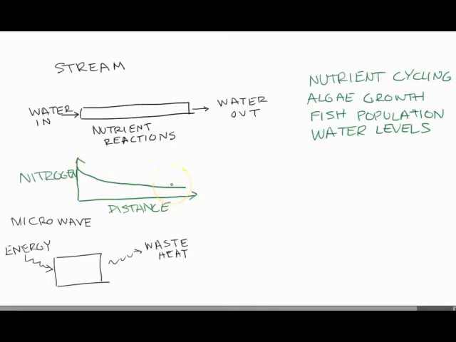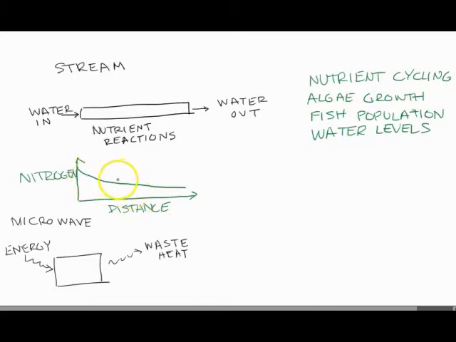However, if you look at the stream as a whole and measure the concentration of nitrogen at several points along the stream's reach over time, you may find that the concentration in each point doesn't change with time. That is, the graph that I drew here isn't shifting with time. That makes the system steady state.